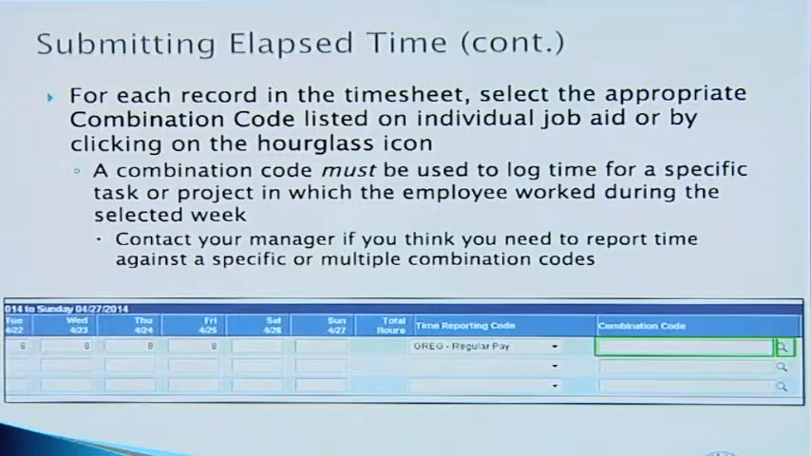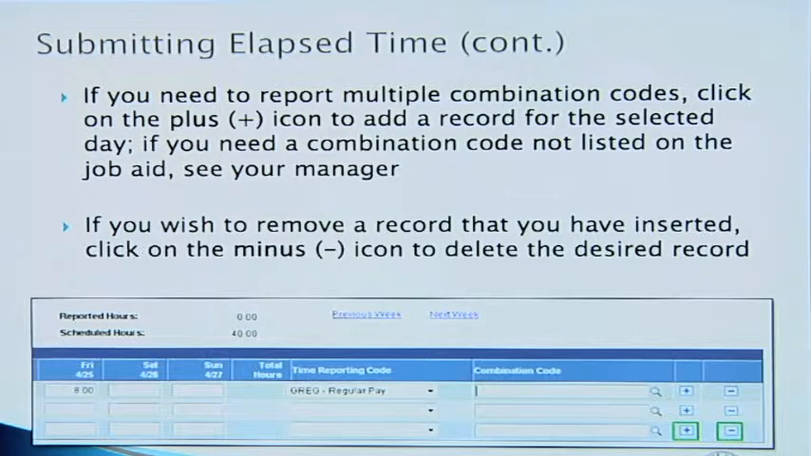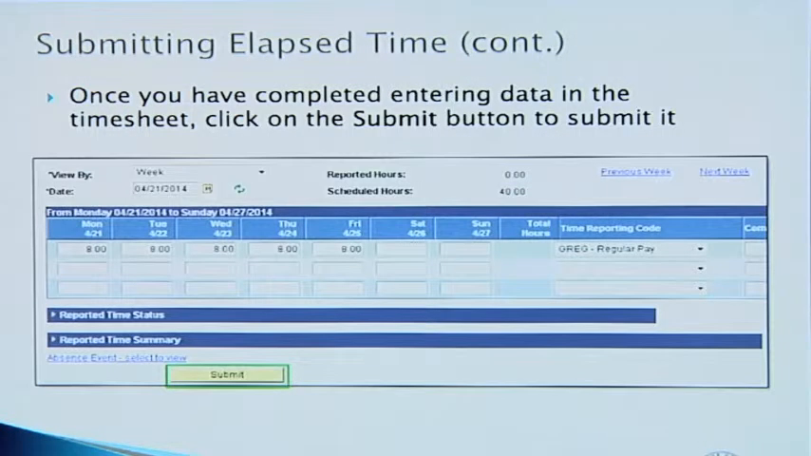combination codes. If you need to report multiple combination codes, click on the plus icon to add a record for the selected day. If you need a combination code not listed on the job aid, see your manager. If you wish to remove a record that you have inserted, click on the minus icon to delete the desired record. A job aid will exist assigning combination codes, also called combo codes, to each individual employee.